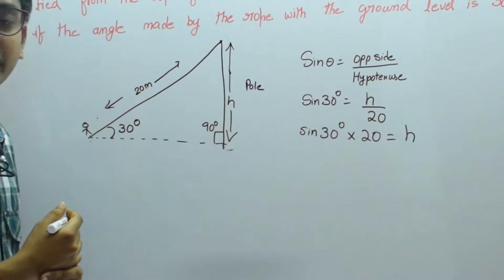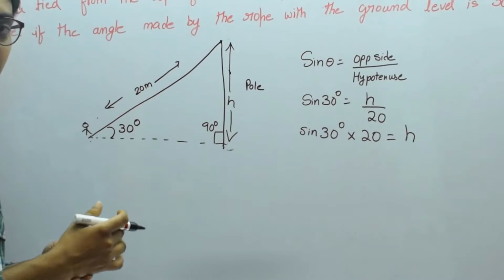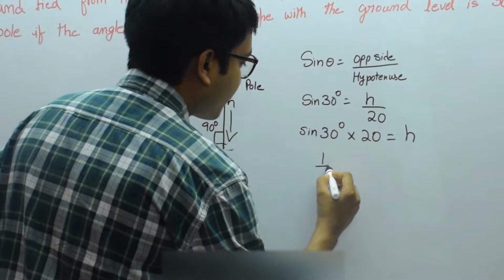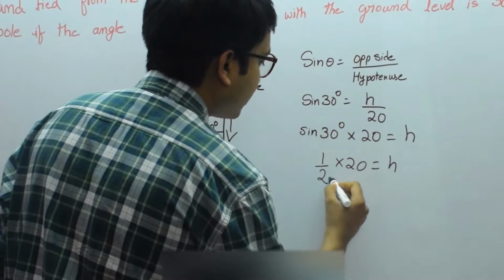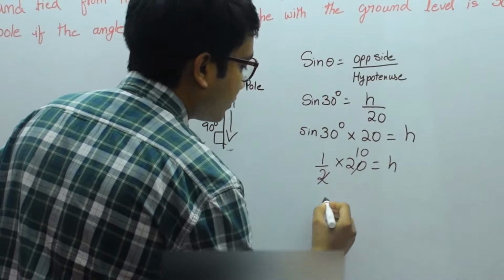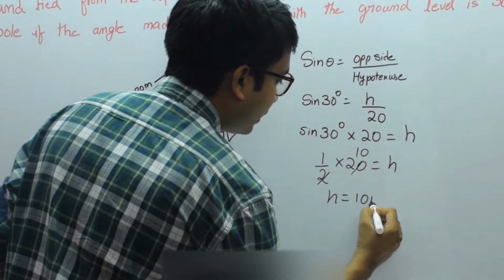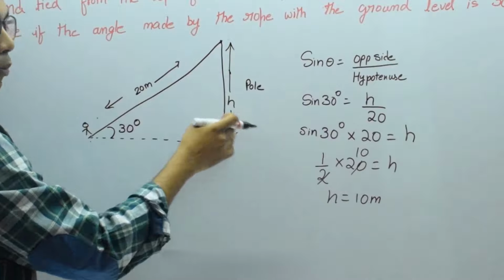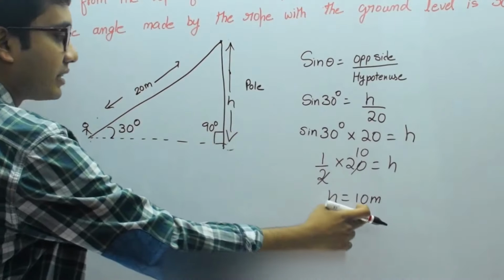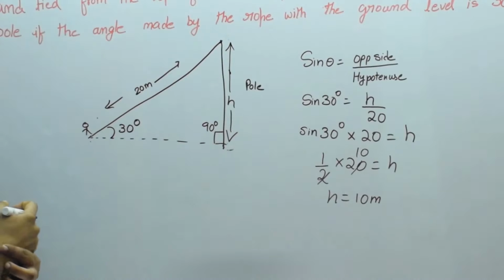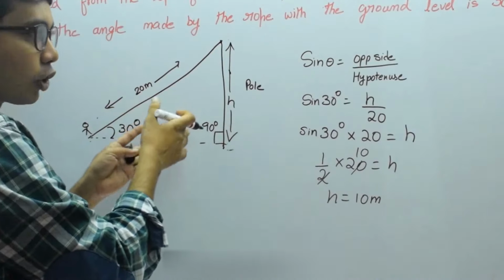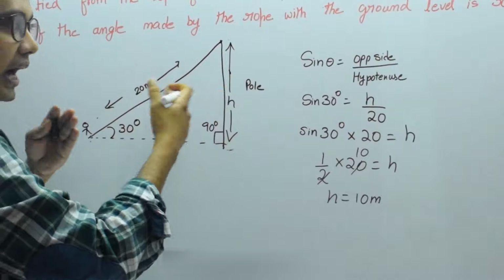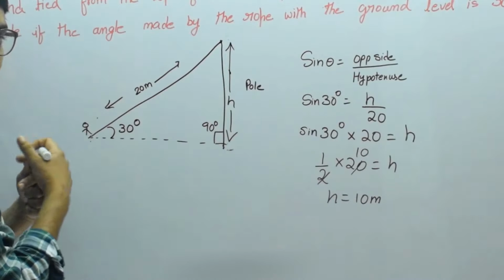What is sin 30 degree? Sin 30 degree, as we learned from tables, it is 1 by 2 into 20 is equal to h. So, 2 tens. So, h is equal to 10 meters. Height of the pole is h and it is equal to 10 meters. Okay, this is the way we solve a simple trigonometric problem related to heights and distances.